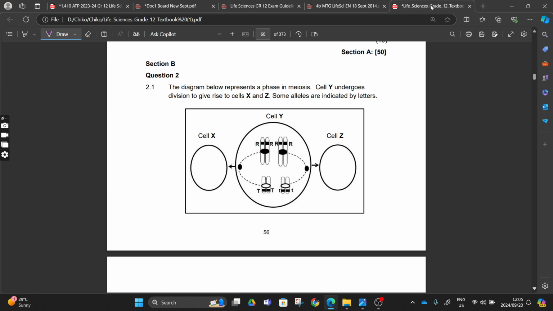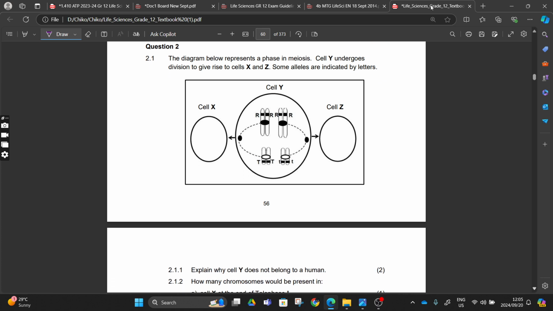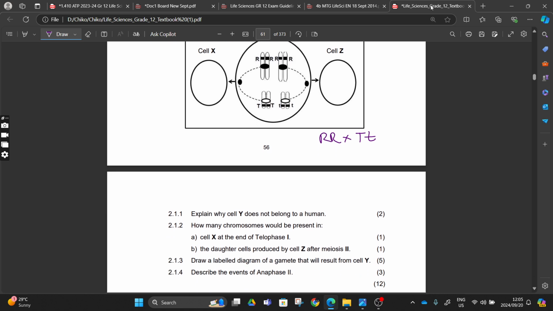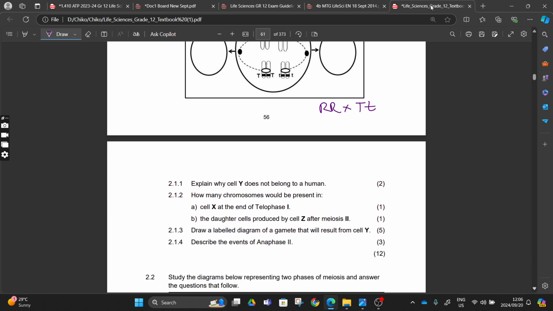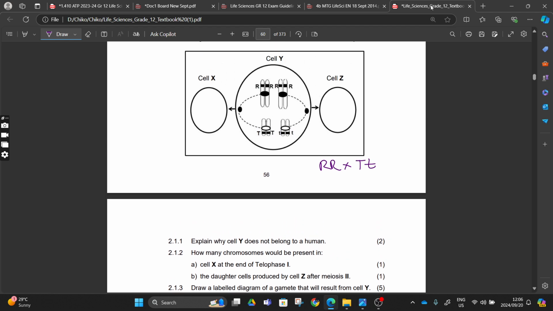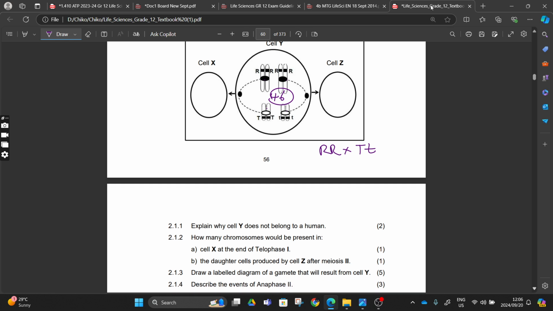And the diagram below represents the phases in meiosis. Cell Y undergoes division to give rise to cells X and Z. Some alleles are indicated by the letters. As you can see, there will be R multiplied by capital letter T, small letter t. You still remember this, right? Explain why cell W does not belong to a human: because it has 4 chromosomes. Here we only have 1, 2, 3, 4 chromosomes, and in a human being we have 46 chromosomes.